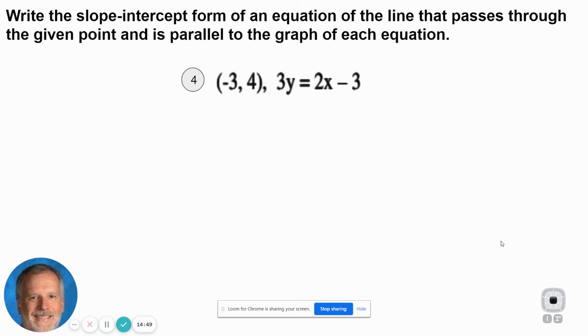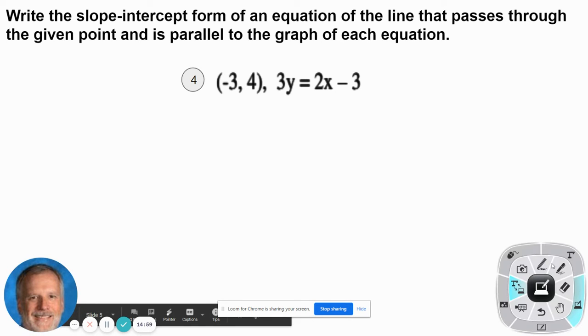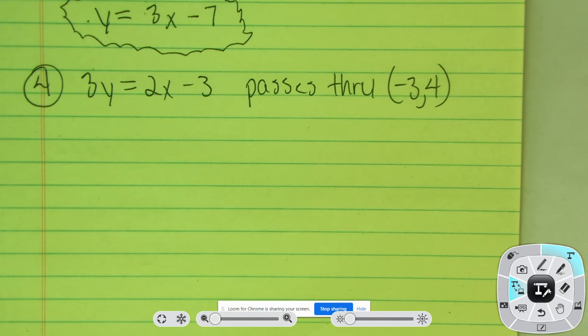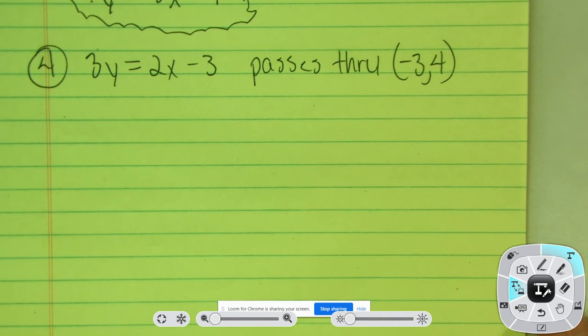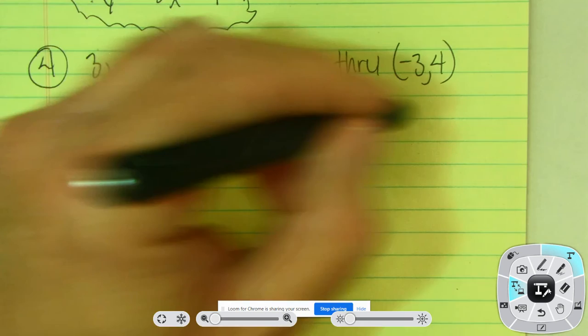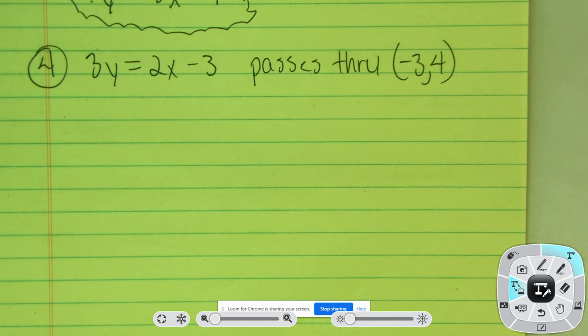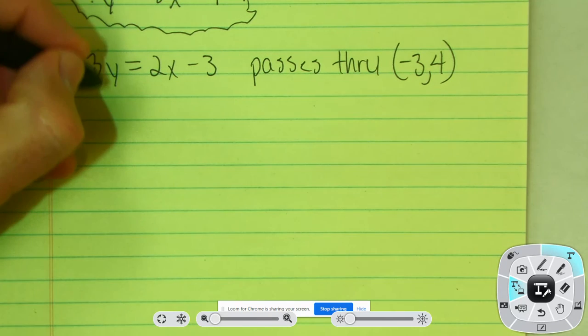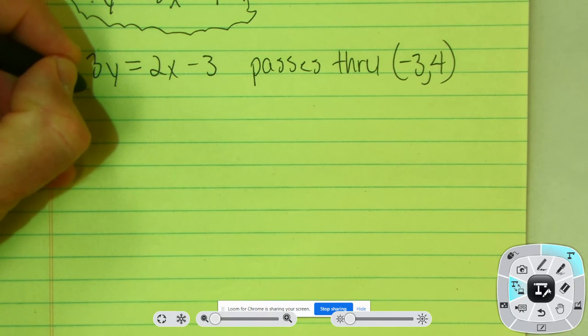-3 and 4. Now, in the previous problem, we had a y-intercept. In this problem, we do not. So we've got to figure out what to do with that. Well, first thing, I need to know the slope. I need to know the y-intercept to write an equation that's parallel to this line and passes through that point. Well, in order to find the slope, I just divide everything through by 3.